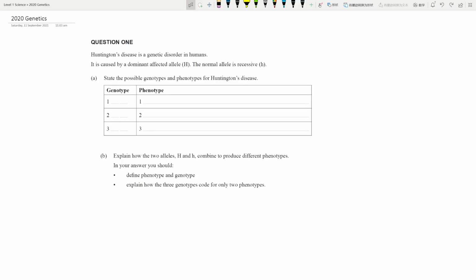I'm going to go through the 2020 Level 1 Science Genetics Examination paper. You can obviously find the examination paper online on the NCEA website, as well as the marking schedule, but I'll try my best to explain the thought process of how to go about some of these questions.